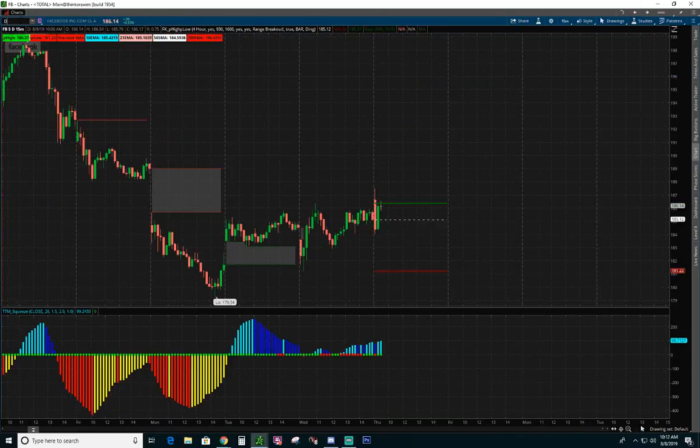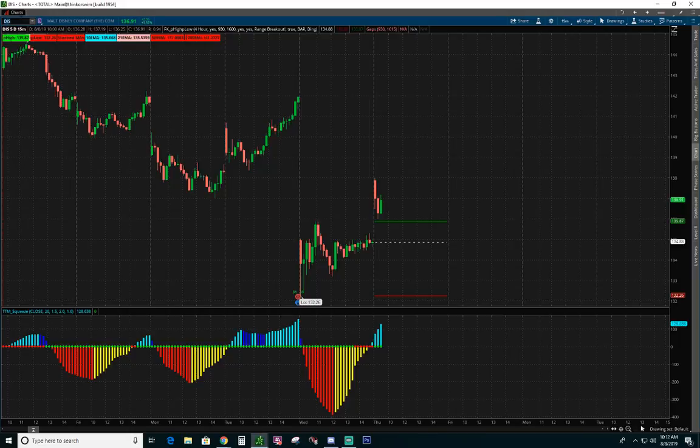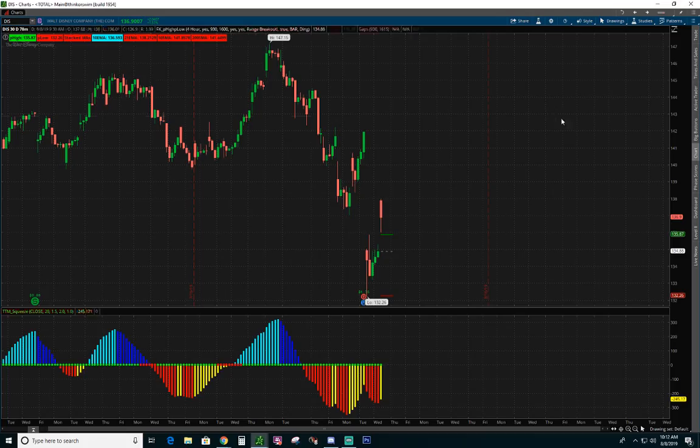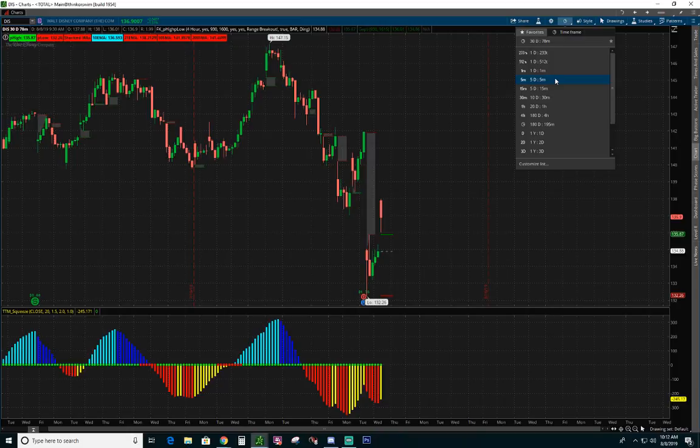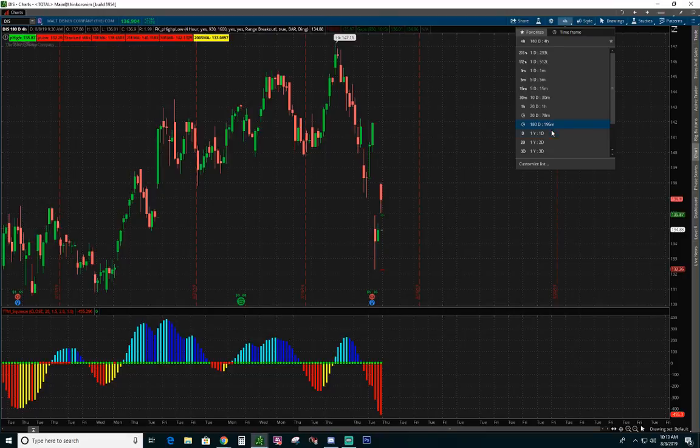Come on, Facebook. Disney. Yeah. Disney is above previous high. 15-minute squeeze is fired. What we got? Do we have a 78-minute? No. I don't have any other squeezes. I doubt it.